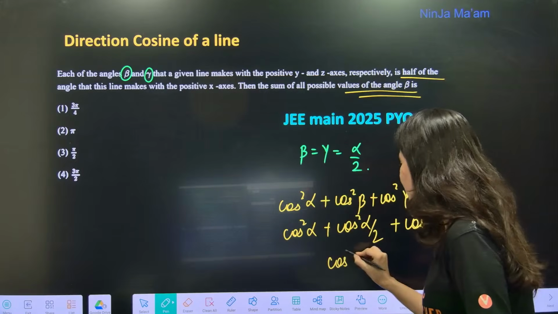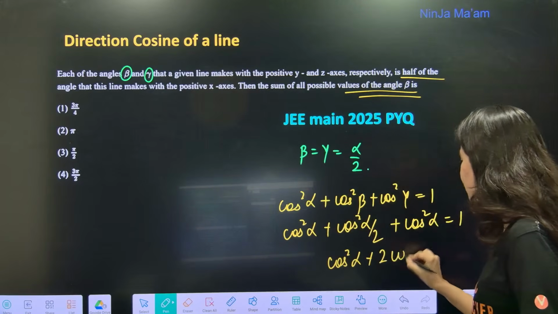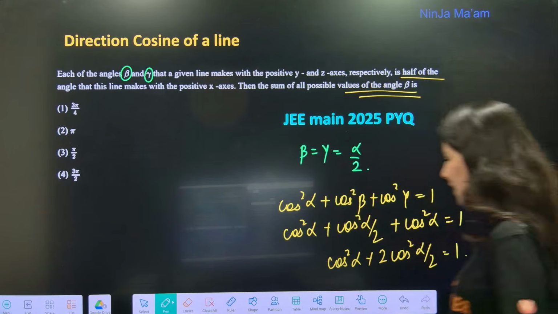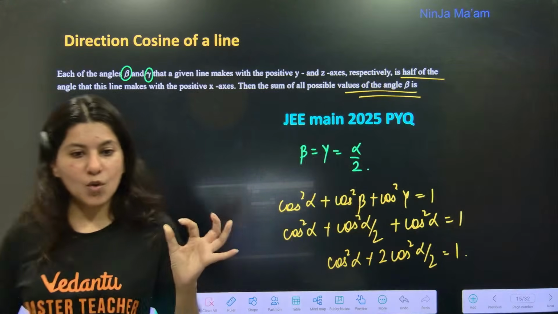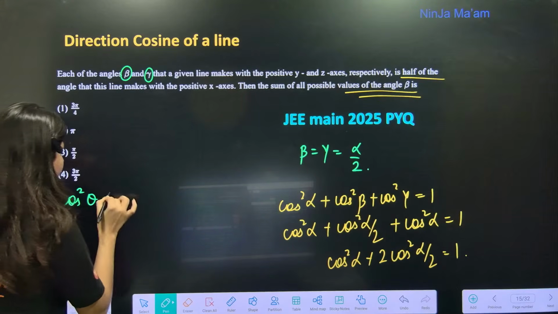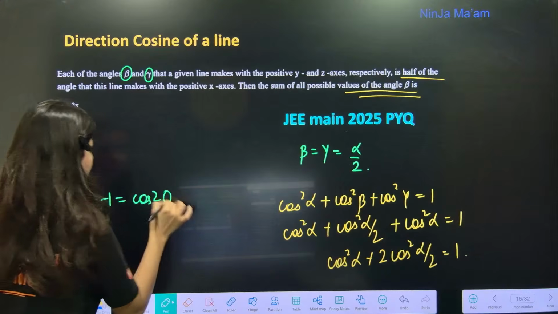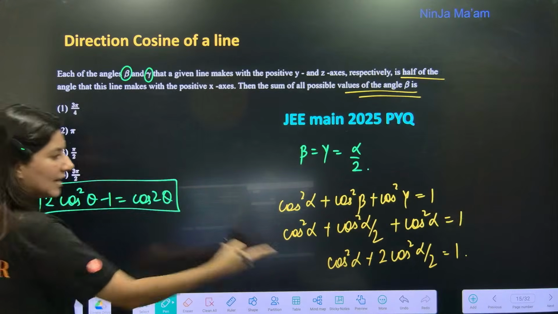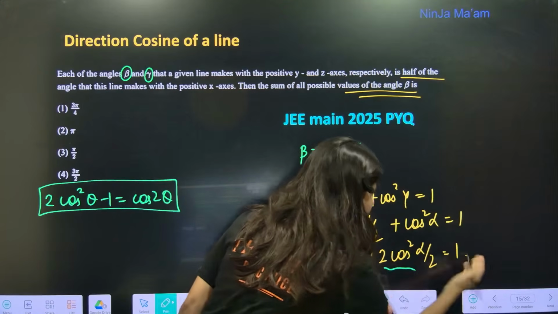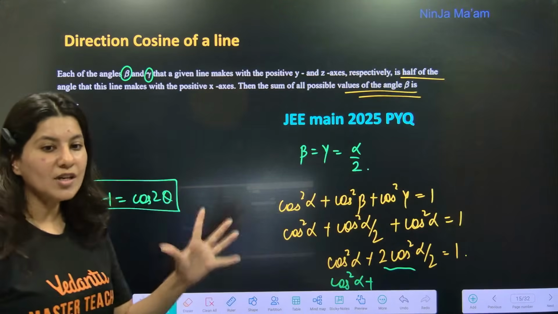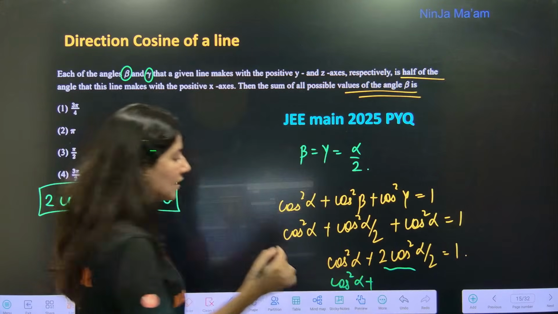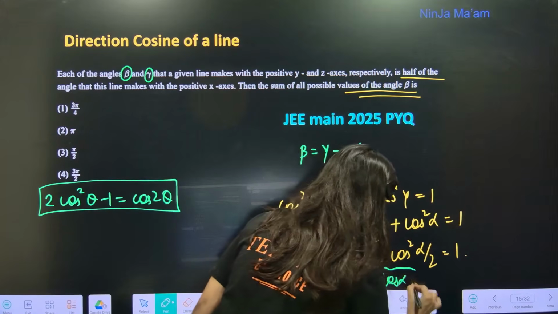Now cos square alpha plus cos square beta plus cos square gamma we already know is 1. So beta and gamma will be replaced by alpha by 2, giving cos square alpha plus 2 cos square alpha by 2 is equal to 1. Do you know the formula 2 cos square theta minus 1? Can anybody tell me? Ma'am, cos 2 theta. Can we apply it here? Absolutely. If you shift minus 1 over here, the formula is applicable to 2 cos square alpha by 2 minus 1, which means the answer is just cos alpha is equal to 0.